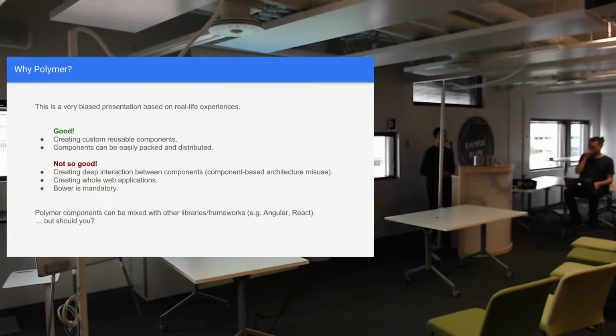And Bower is mandatory. We see that people are using more NPM. There's now Yarn for managing packages, and they require you to use Bower. Actually, there's something that you can install with NPM in the beginning, but then if you want to install Polymer and all the elements that come along with Polymer, you have to use Bower. And Polymer components can be mixed with other libraries. So if you want to use a Polymer component inside an Angular or React application, you can do that. But should you? As you already have Angular, you are working with React, why would you mix up?